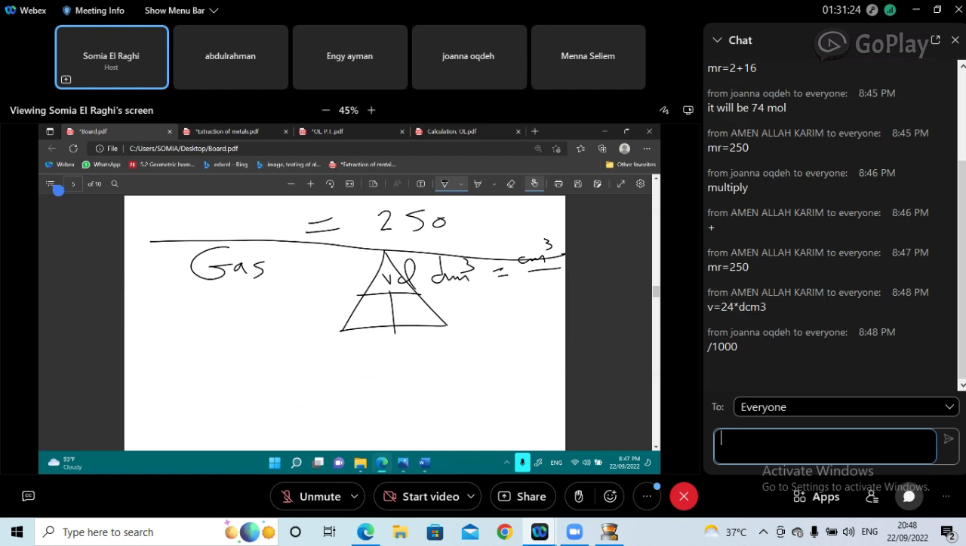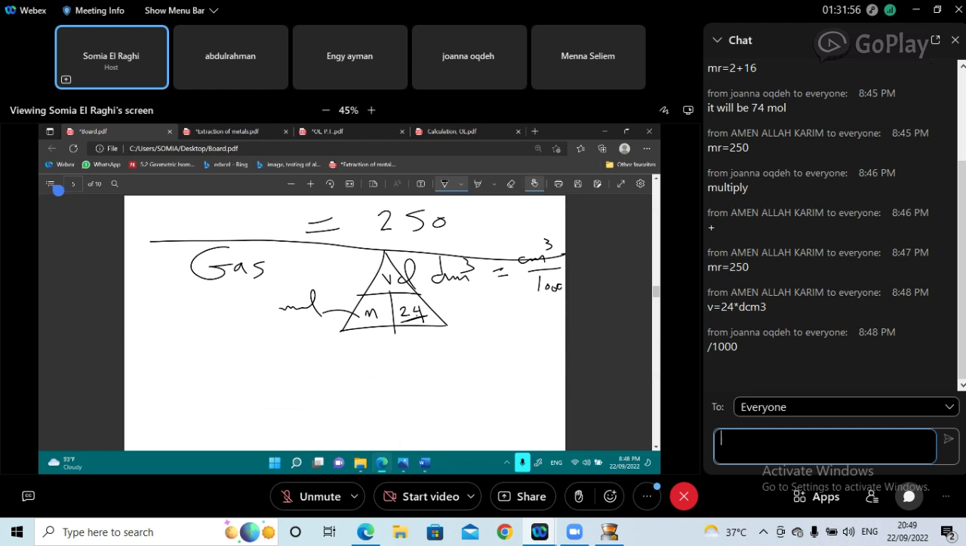Divide by 1,000. Very good. Yes, I divide by 1,000 if a volume is given in cubic centimeter. Always it should be in decimeter cube. Clear? Now I have here an N, which is what? A mole. And we have here 24, which is the molar volume.